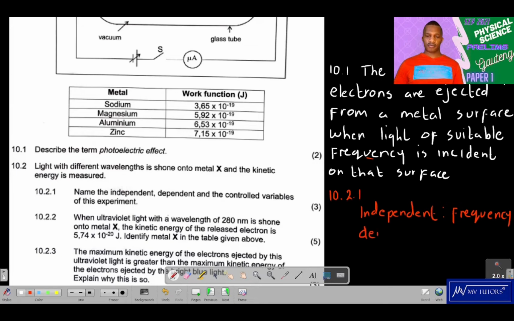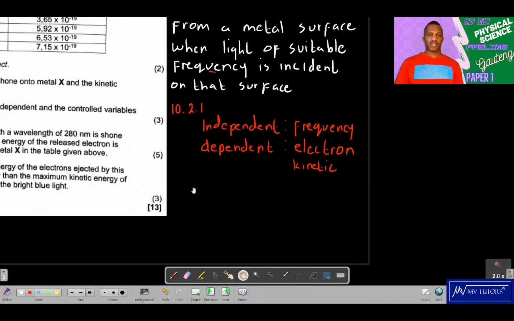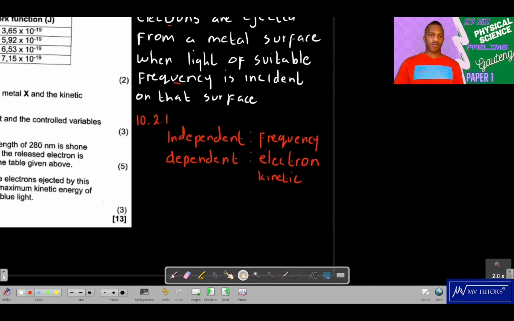And then the dependent one. The dependent one therefore will be the kinetic energy of the electrons. Where is it? There. The electron kinetic energy. I need more space. Let's give each other more space. Why are we struggling when we have so much space? What was I saying? Electron kinetic energy.